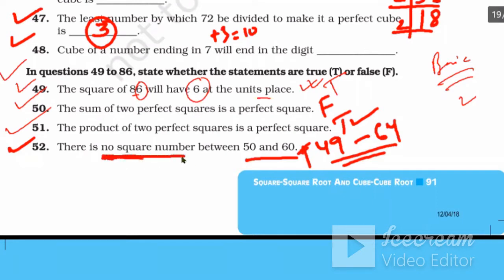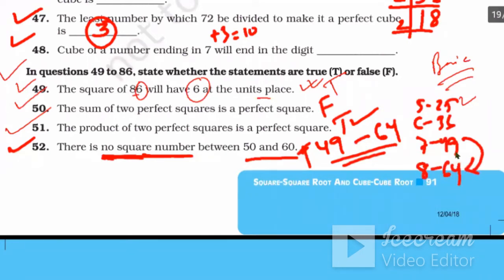There is no square number between 50 and 60. 5 ka kya hota hai? 25, 6 ka 36, 7 ka 49. 49 ke baad next square number kaun sa hai? 8 ka hoga, 8 square is 64. So 49 aur 64 ke beech mein aata hai 50 and 60. So there is no square number between 50 and 60. It's true.